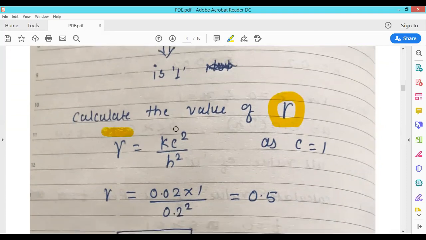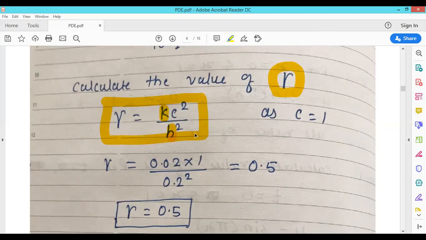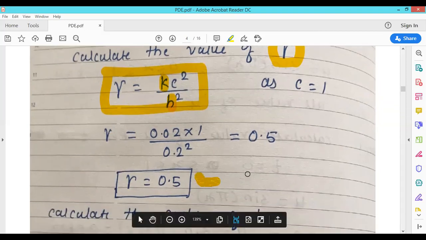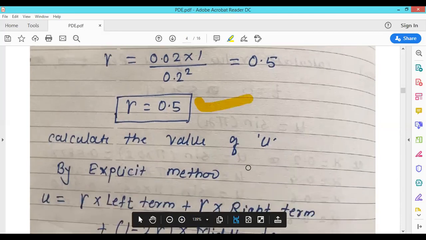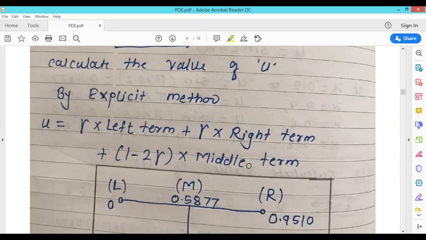This is the standardized formula to calculate gamma, which is equal to k c square upon h square. k is the step size along t, and h is the step size along x. So c is equal to 1, and we have to find out the value of gamma. After finding this gamma value, we have to find out the values of u1 to u12.